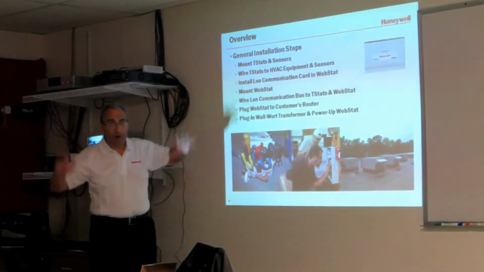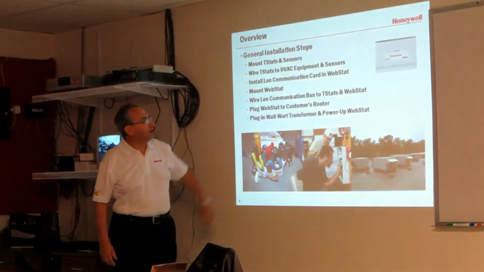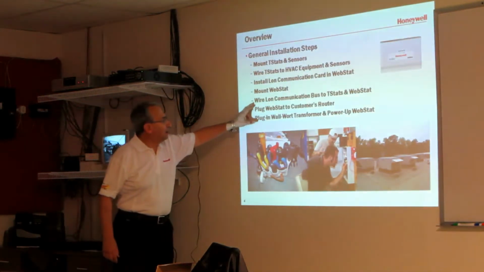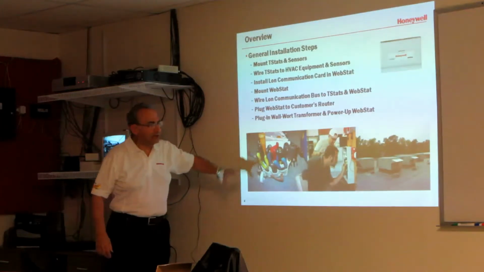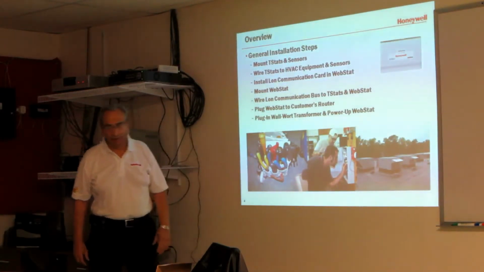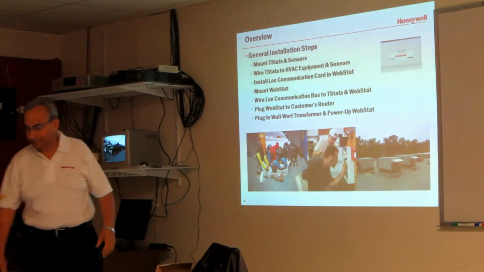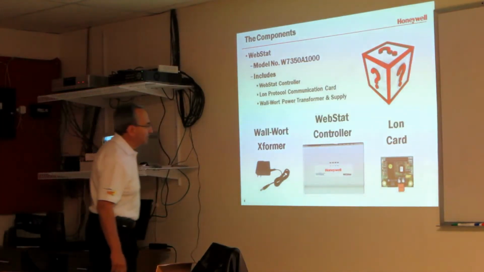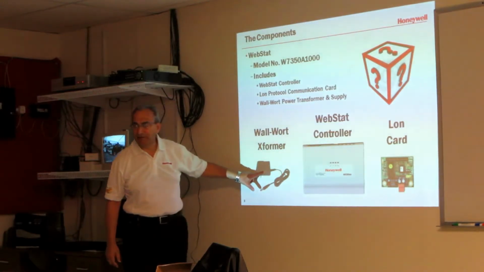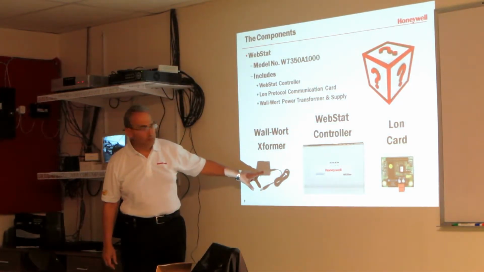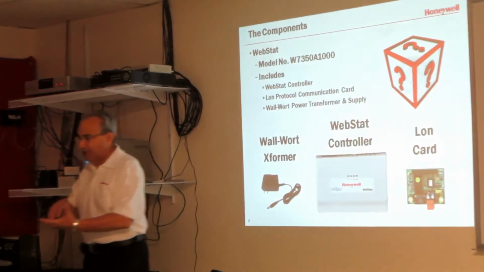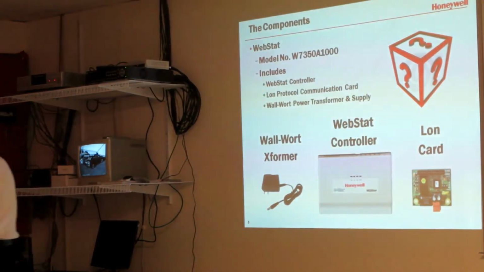Once you get the whole thing wired up, install the communication card inside the WebStat. I'm going to show you how to do that. And wire the bus to the stats, plug in the WebStat to the router, it discovers everything. Make sure you power it. This is what it looks like. This is what comes in the box. You get a power supply that plugs into the wall, the WebStat, and the card that goes into the WebStat that talks the LON bus.